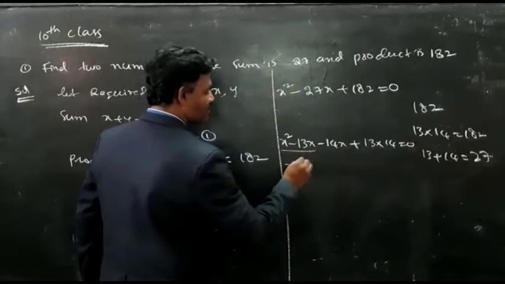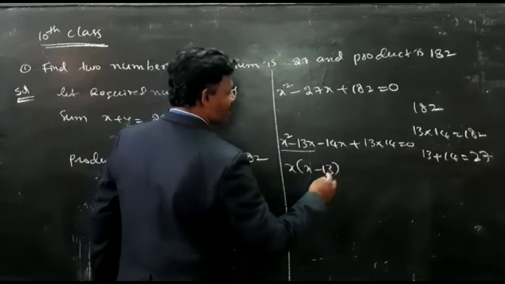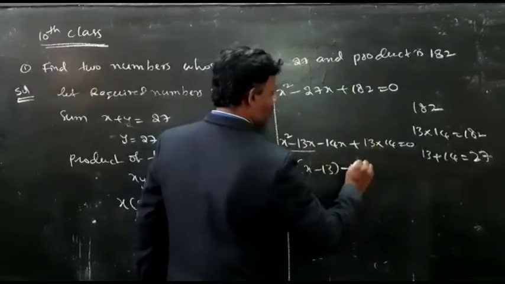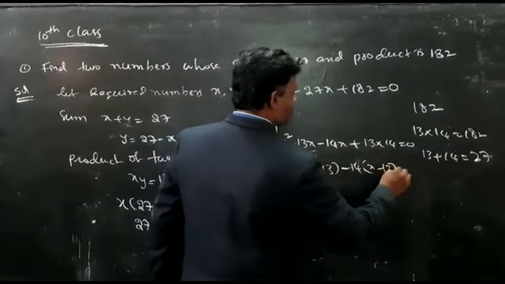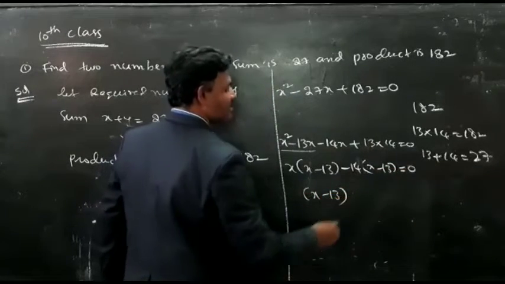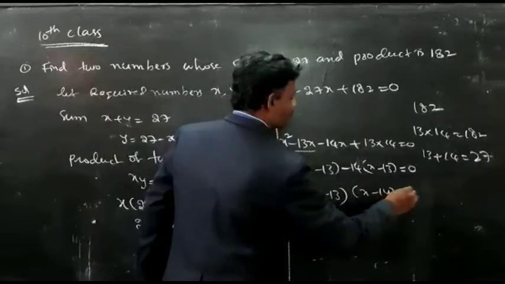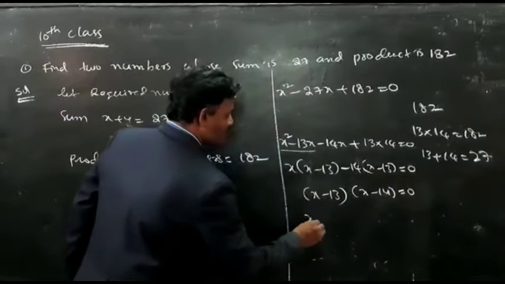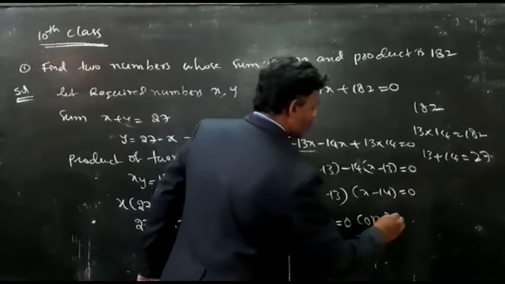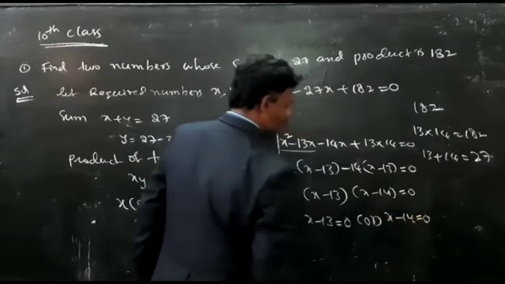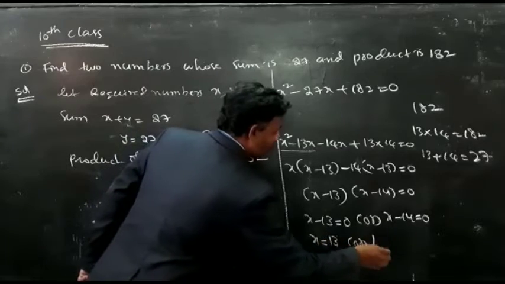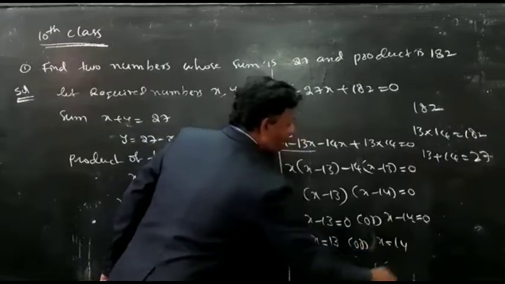From this x is a common factor: x into x minus 13. Here minus 14 is common: minus 14 into x minus 13 is equal to 0. So once again x minus 13 is common, x minus 14 is equal to 0. So finally x minus 13 is equal to 0 or x minus 14 is equal to 0. So what can we write here? x is equal to 13 or x is equal to 14.